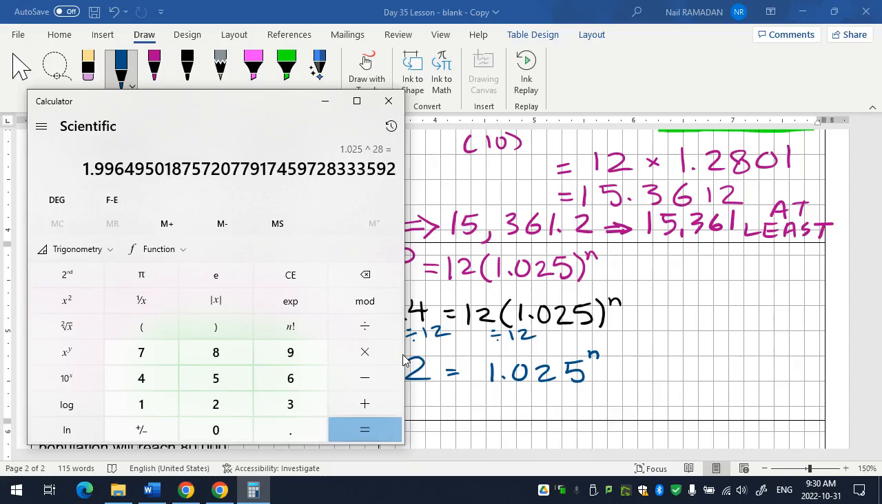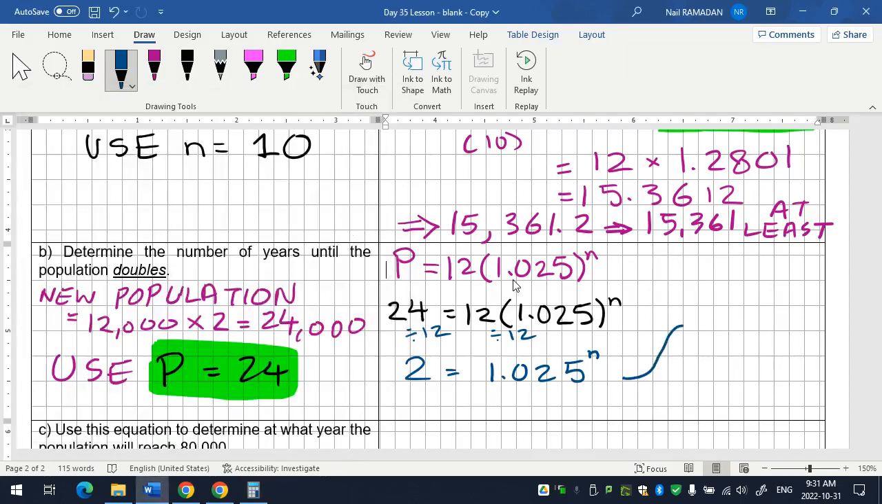So what whole number are we going to use? 28 or 29? Because 28 gave us what? Over or undershoot? Never undershoot. Always overshoot. So at least then you can say this number of years at least has to pass by for me to see 24,000 people in the town. So I want you to write guessing, so you know how we got to it.